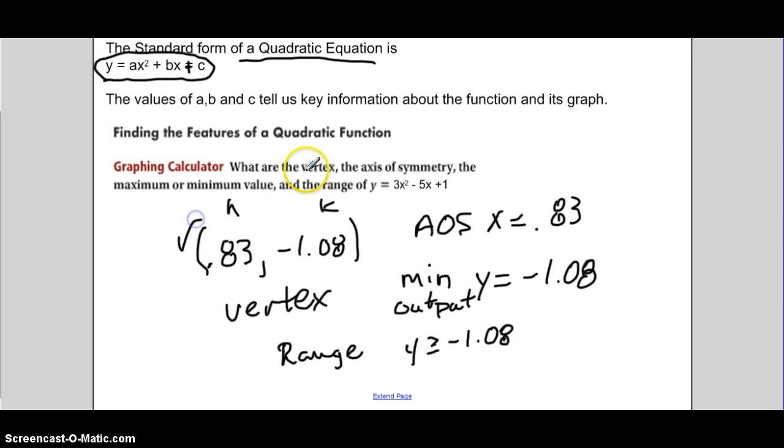So we've got our vertex, we've got our axis of symmetry, we've got the minimum, and we've got the range. And we have solved this completely. Let's take a look at another one.